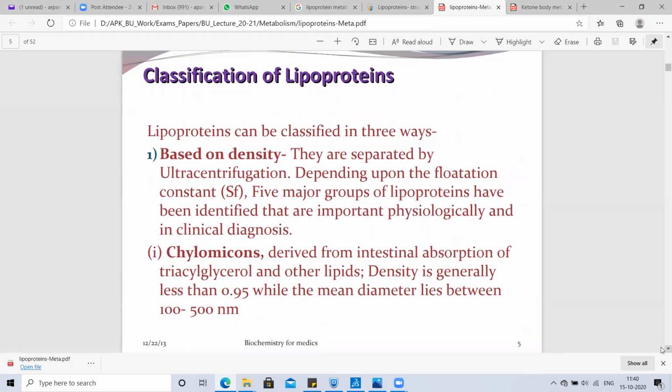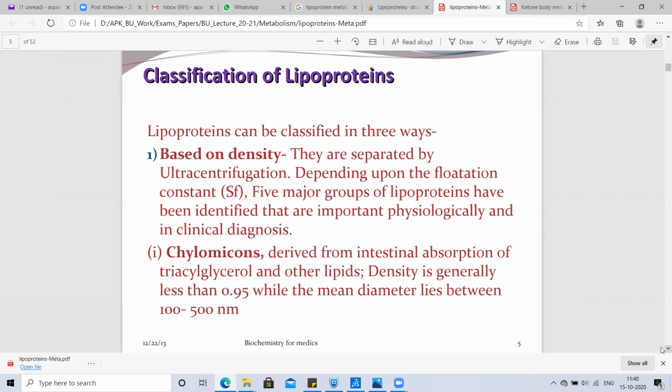How can we classify the lipoproteins? I explained earlier that based on the density we have classified the lipoproteins into 5 major groups. And how do we calculate the density? Actually, density is calculated on the basis of their rate of sedimentation in the process of ultracentrifugation. Okay. So depending upon the flotation constant, 5 major groups of lipoproteins have been identified. And they play a very important role in physiological functions and clinical diagnosis.